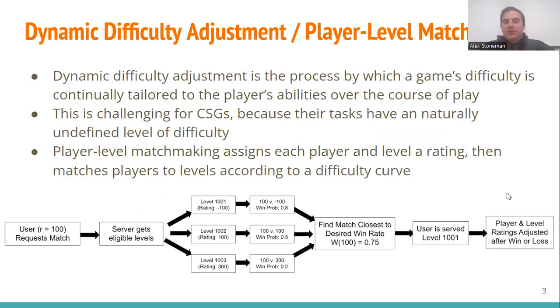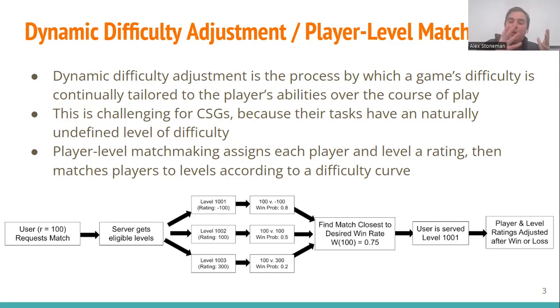Moreover, dynamic difficulty adjustment is the phenomenon by which a game's difficulty is continually tailored to players' abilities over the course of play. And a lot of games accomplish this through their level ordering. So basically, as players progress through a game, they're going to naturally get better at it, and thus levels increase in difficulty as well to help meet them at their new skill level. However, that's very difficult to do in citizen science games because their tasks have a naturally undefined level of difficulty. Sometimes their tasks don't even have solutions. That's kind of the whole point of the game.